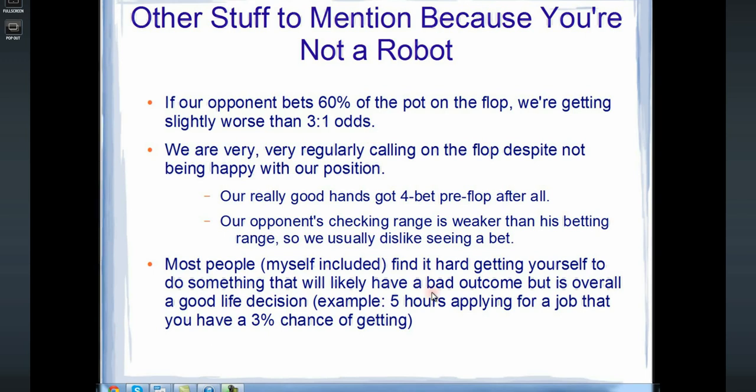So yeah, just think of a non-poker example real quickly. Even if you know it's a really good decision to apply for a job you're unlikely to get, it sucks to have to spend 5 hours and basically waste a Saturday afternoon applying for a job when you know the outcome is going to likely be bad. So you might force yourself to do it because you know it's a really good life decision, but at the end of the day, it sucks to do something knowing you're probably going to get a bad outcome.